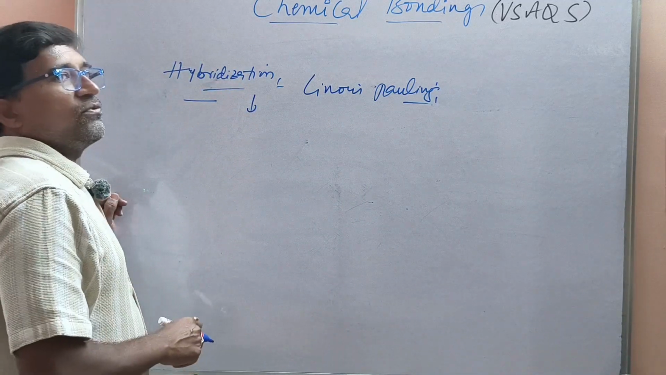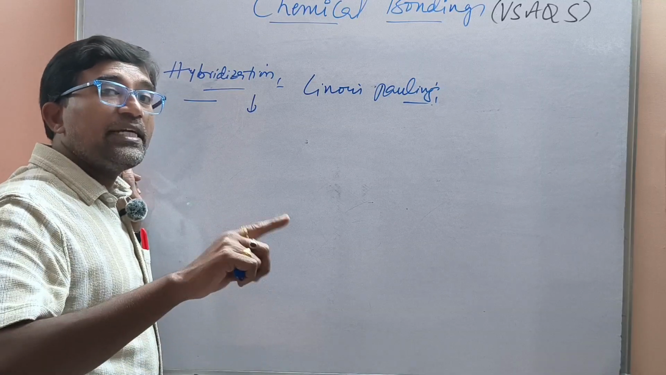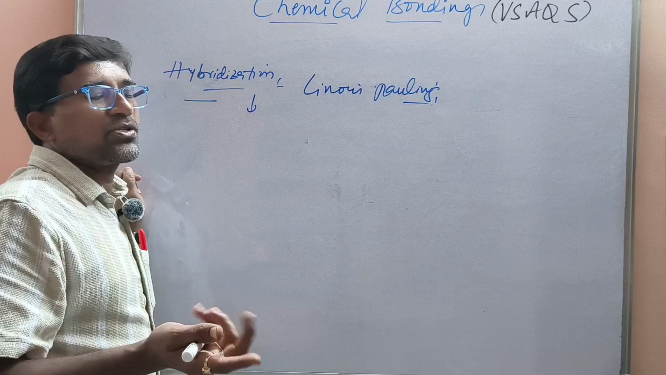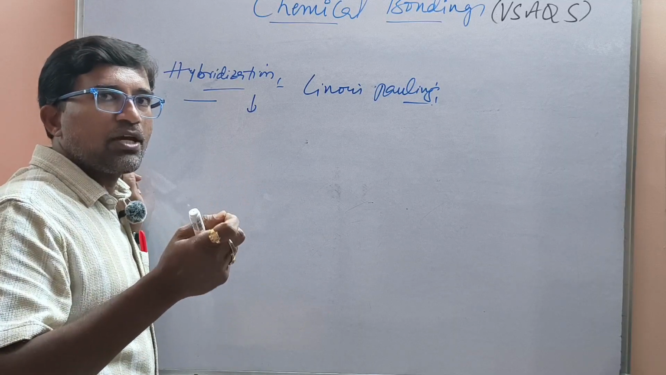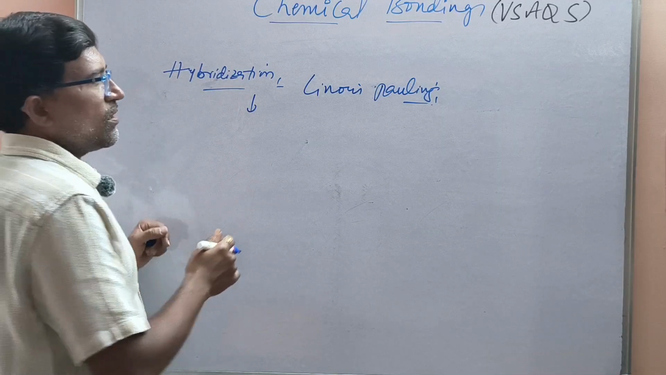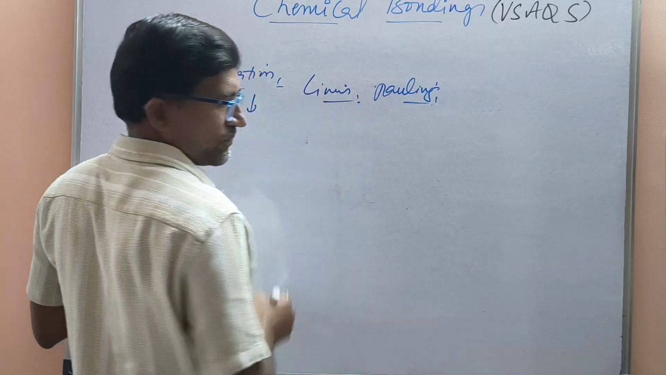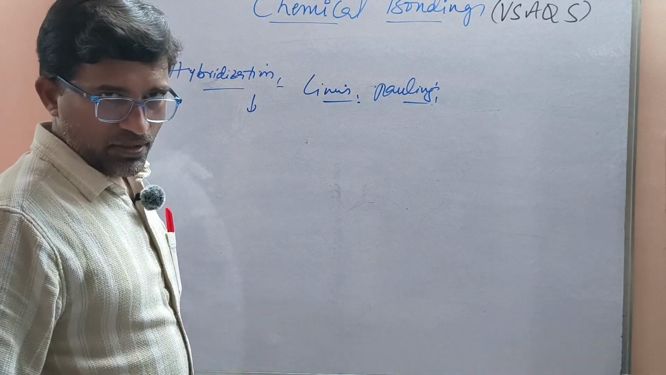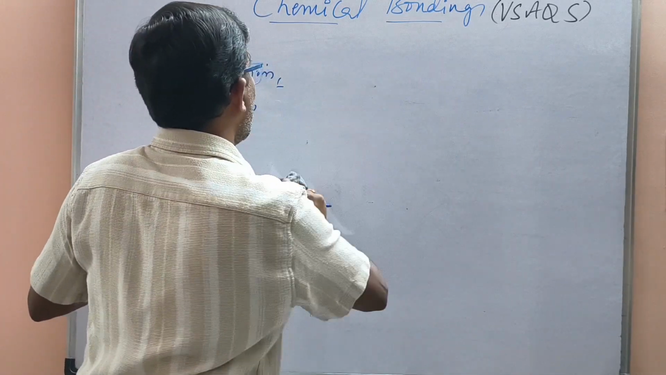The process of intermixing of atomic orbitals having different energy and shape with different orientation, resulting in the formation of new hybridized orbitals having the same energy, shape and orientation, is called hybridization. The concept of hybridization was proposed by Linus Pauling. Is it clear? So Pauling has proposed the concept of hybridization.